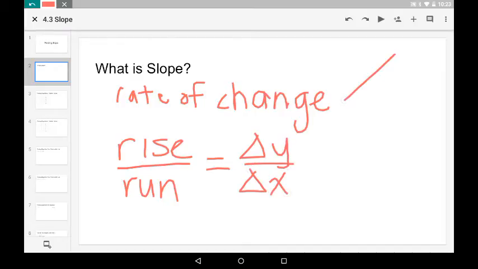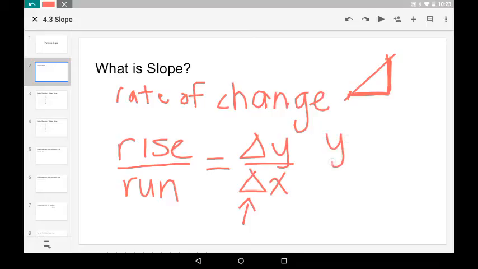So if you have a line like this, the rise is this part. How does the y value change between this point to this point over here? And change in x would be how did the x value change from here over to here. So this triangle is called delta. It's a Greek letter and it means the change in something. So delta y over delta x is the change in y over the change in x.